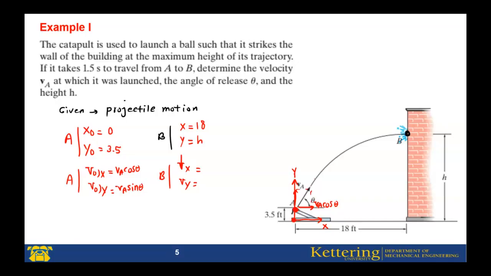When the water hits the wall, what is the Vx? 0? What is the Vx? Yes. For projectile motion, the velocity along x is always constant. Vx is V initial x, or it is VA cosine theta.